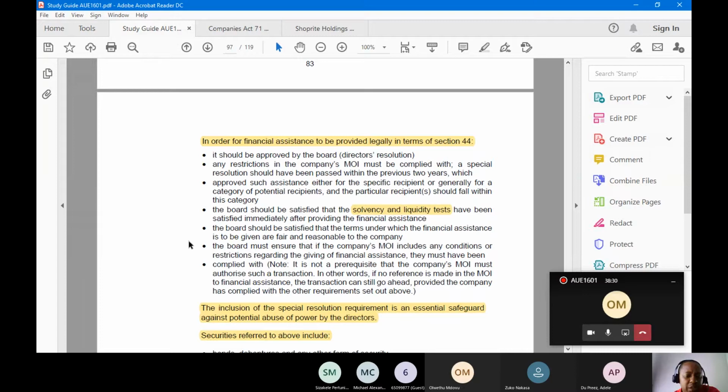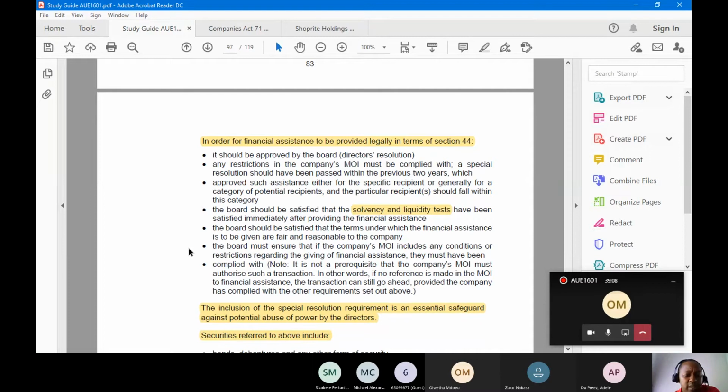The board must ensure that if the company's memorandum of incorporation includes any conditions or restrictions regarding the giving of financial assistance, they must have been complied with. And as a note, it is not a prerequisite that the company's memorandum of incorporation must authorize such a transaction. In other words, if no reference is made in the memorandum of incorporation to financial assistance, the transaction can still go ahead, provided that the company has complied with the other requirements set out above.